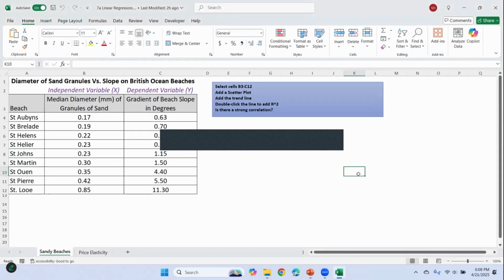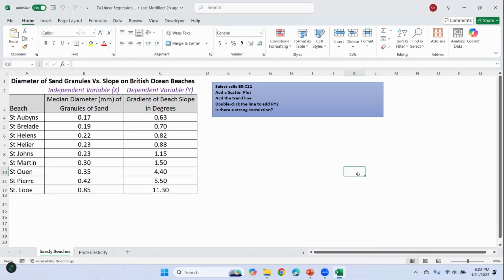All right. Let's try to understand what we discussed theoretically. Here in this workbook, I have two sheets. One, let me maximize this a little bit.